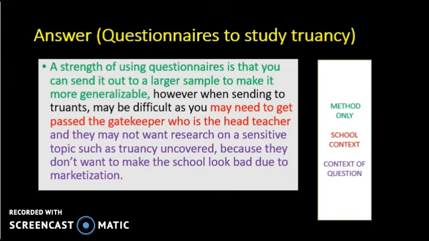So what we do need to do is make sure that we are applying it to the context in the question, which is truancy. So they may not want the research to take part on this sensitive topic, such as truancy, uncovered, because they don't want to make the school look bad due to marketisation. Now, if we were banding this, that would be a level 4.